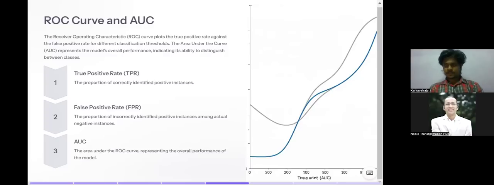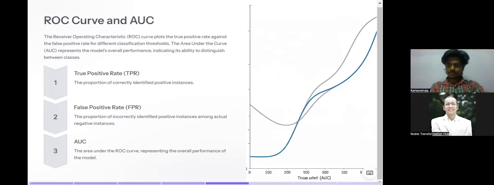Okay. So hope you understand what is ROC. ROC is receiver operating characteristics, the true positive rate against the false positive rate, for different classification thresholds. And then AUC is area under the curve. Simple. It represents the model's overall performance, indicating the ability to distinguish between different classes.